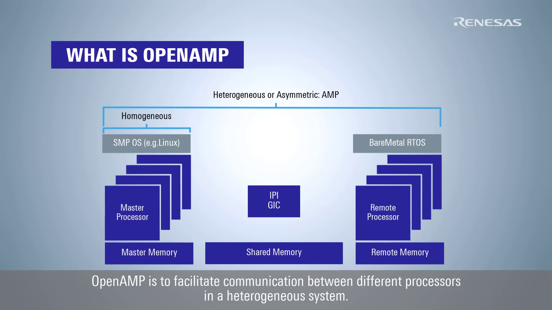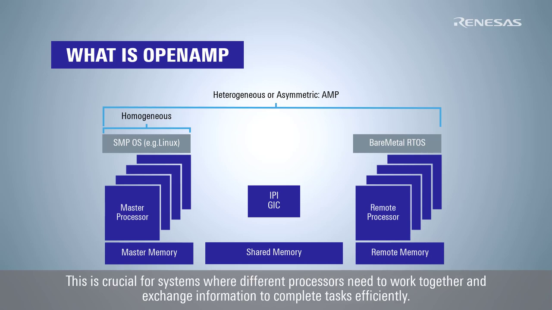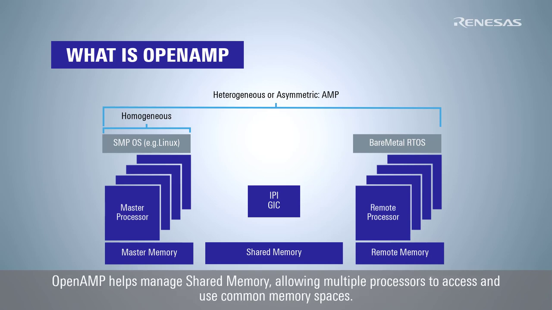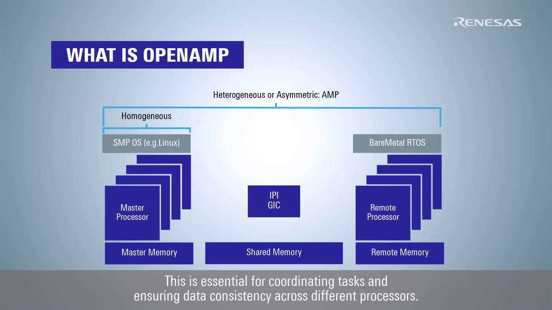OpenAMP facilitates communication between different processors in a heterogeneous system. This is crucial for systems where different processors need to work together and exchange information to complete tasks efficiently. OpenAMP helps manage shared memory, allowing multiple processors to access and use common memory spaces. This is essential for coordinating tasks and ensuring data consistency across different processors.